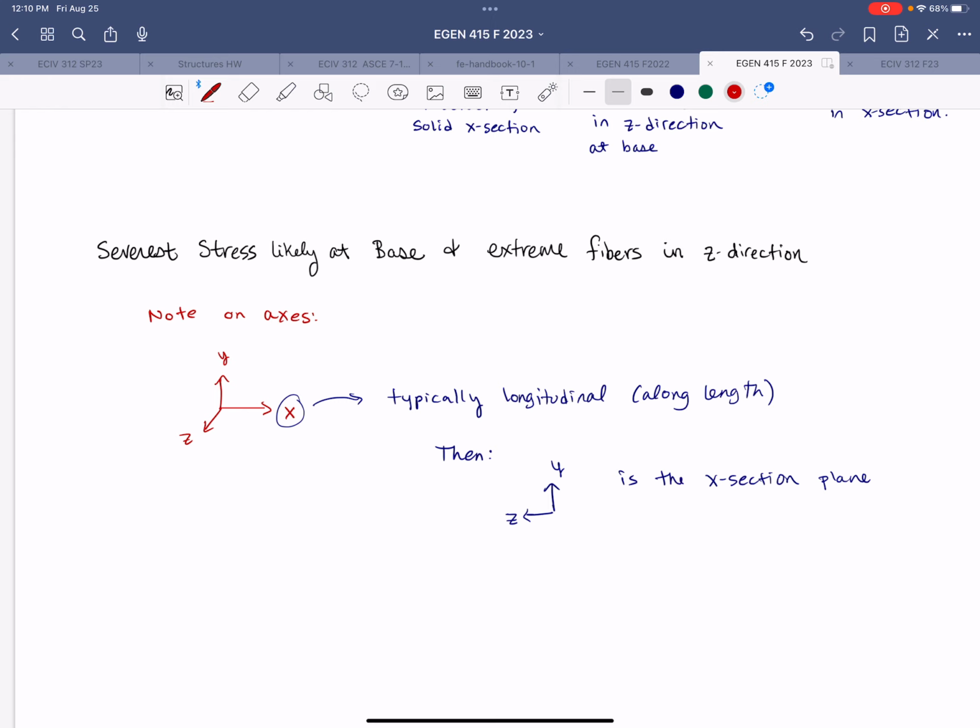If you have an axial force, then of course that would cause normal stress in the x direction. And then if you had bending about the y or z axes, that would also cause a sigma x in the longitudinal direction.